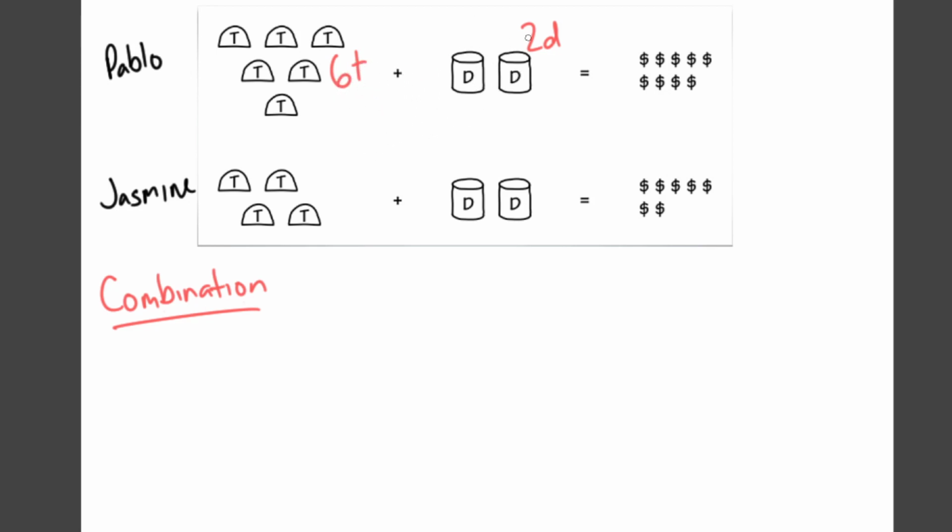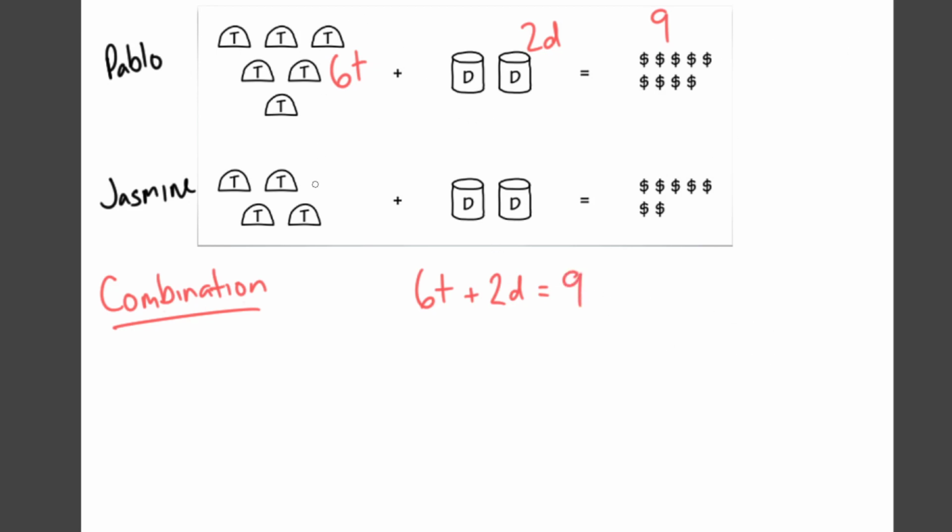For my drinks, I have 2D, or in other words, 2 multiplied by whatever the price of the drinks are. We're trying to find out what the price is. How much do tacos cost and how much do drinks cost? And then we know that we're also given a total of $9. So 6T plus 2D is equal to 9. 6 tacos plus 2 drinks is equal to $9. It's the first part of our equation.